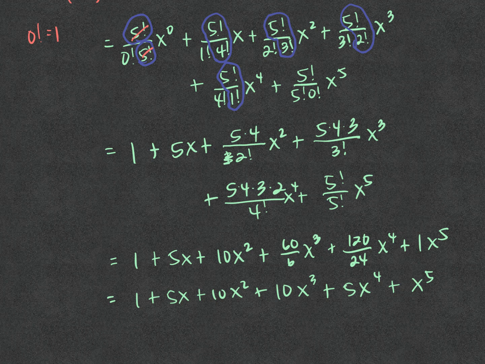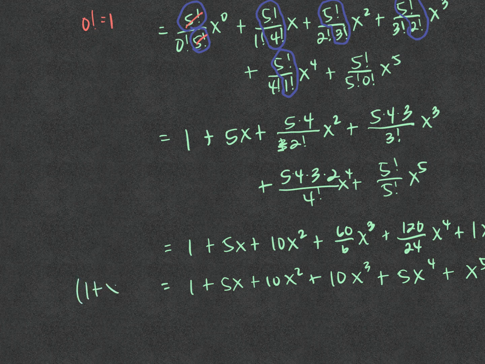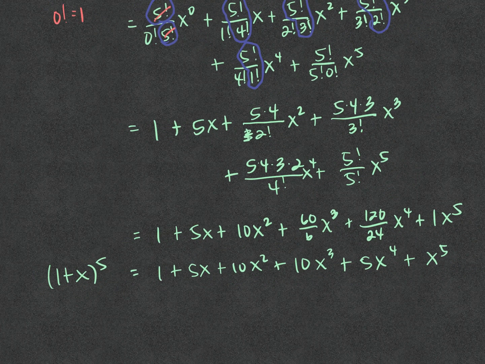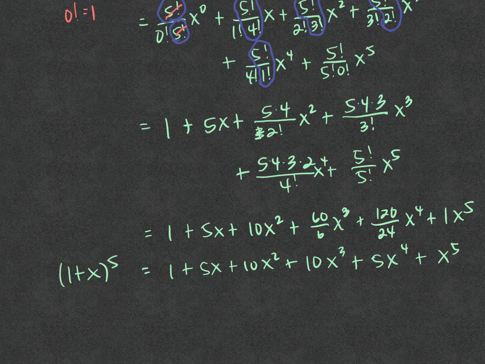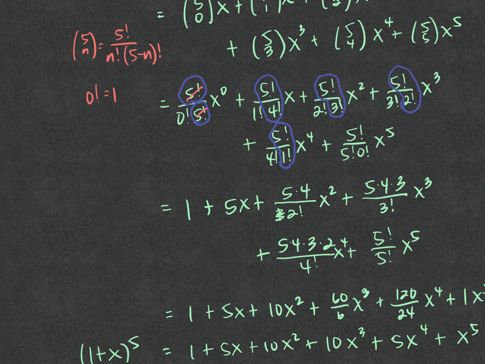So if you were to expand that by writing 5 of them and multiplying them out, this is (1 + x) to the 5th power, using Taylor expansion to get it. Now you can do this 5 choose n on your calculator. n choose k is the button nCr on your calculator.